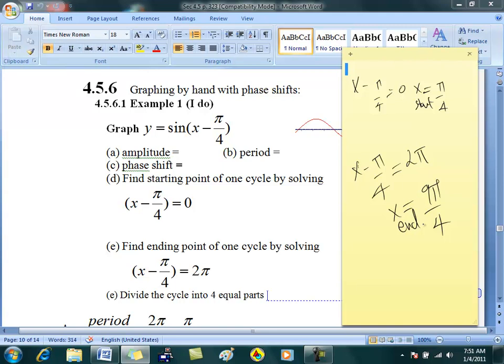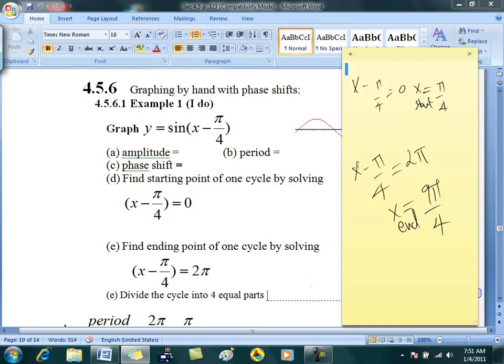Because the period is 2 pi. That's what you filled in item B. In item B you should have had 2 pi. So your period is 2 pi, so you set it equal to 2 pi. Because remember, your mother function goes from 0 to 2 pi. That's one cycle. So this graph that you want to do is exactly one cycle. It also has to be 2 pi long. And so the x ending is 9 pi over 4.